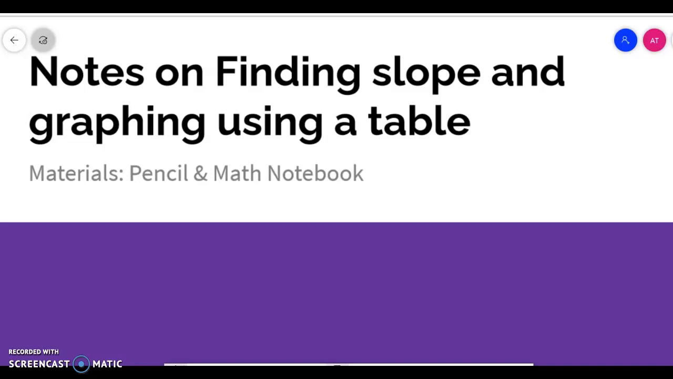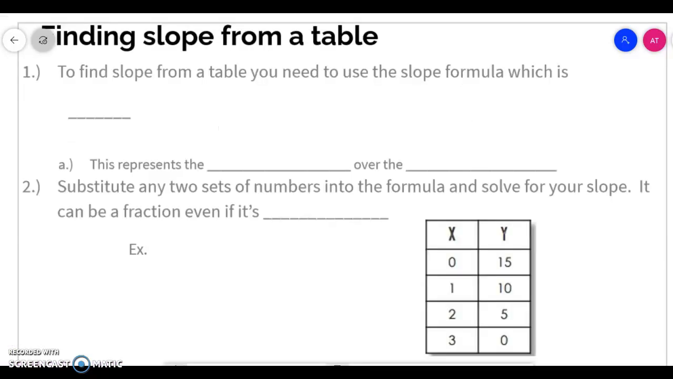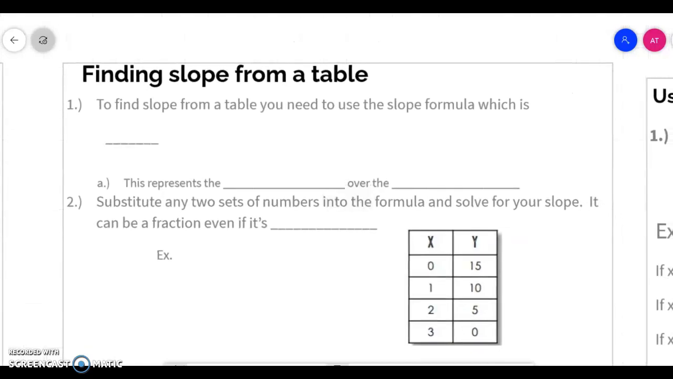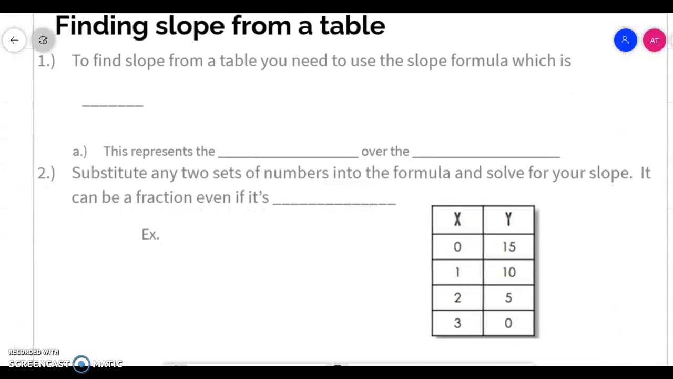Today's video we're going to be finding slope by graphing and using tables. So let's get started. To find slope from a table, you need to use the slope formula. If you can recall, that is y2 minus y1 over x2 minus x1.